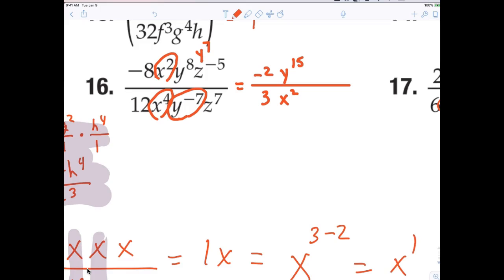Yes, ma'am. This negative 2, you mean? I just reduced the fraction today. That's all. Just reduce the fraction.